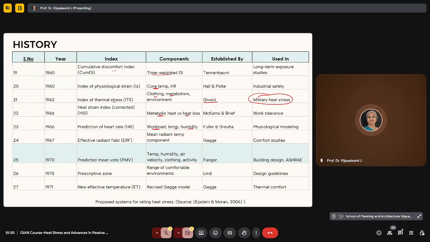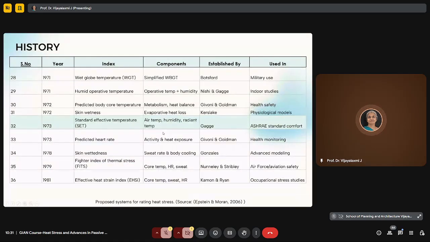And then effective radiant field uses mean radiant temperature component. PMV, predicted mean vote, uses temperature, humidity, air velocity, clothing, and activity, which is used in building design and also by ASHRAE. And then we have the prescriptive zone, where a range of comfortable environments has been given as design guidelines. And then the new effective temperature keeps on evolving over time. You can also have your own new effective temperature standard.